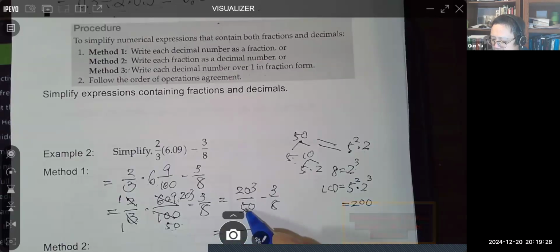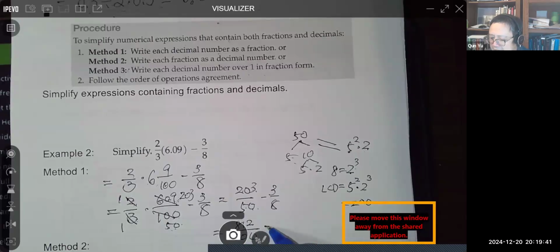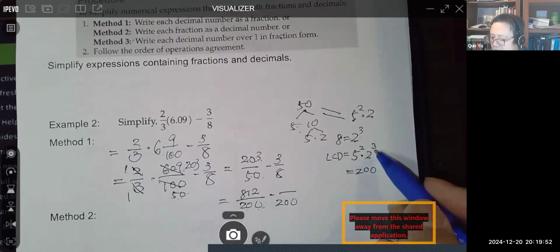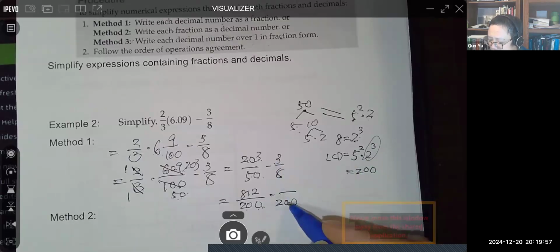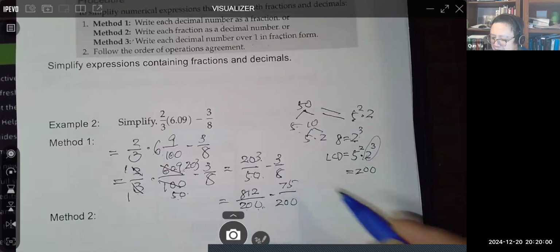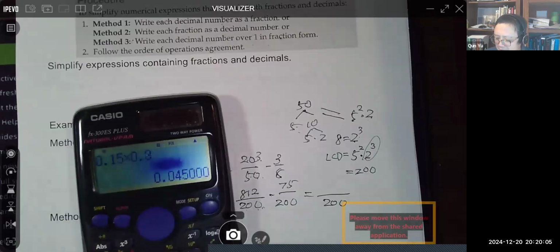So write 50 as 200. That means you have to multiply both sides by 4 because 4 times 50 is 200. This one times 4 is 812. Now 8 has to become 200. Which number times 8 becomes 200? Basically, you just use 200 divided by 8. You can also look at it here. This is 8. You need times 25. So both sides times 25. 3 times 25 is 75. Now this is our answer, and we are going to use 812 minus 75.